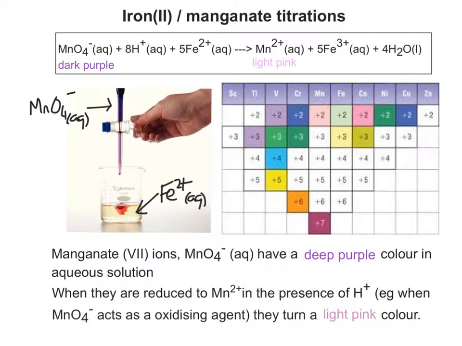So you can see within the overall redox reaction there's a colour change that you can notice with the naked eye. That means this particular titration is self-indicating, like we talked about a little bit earlier in the clip.